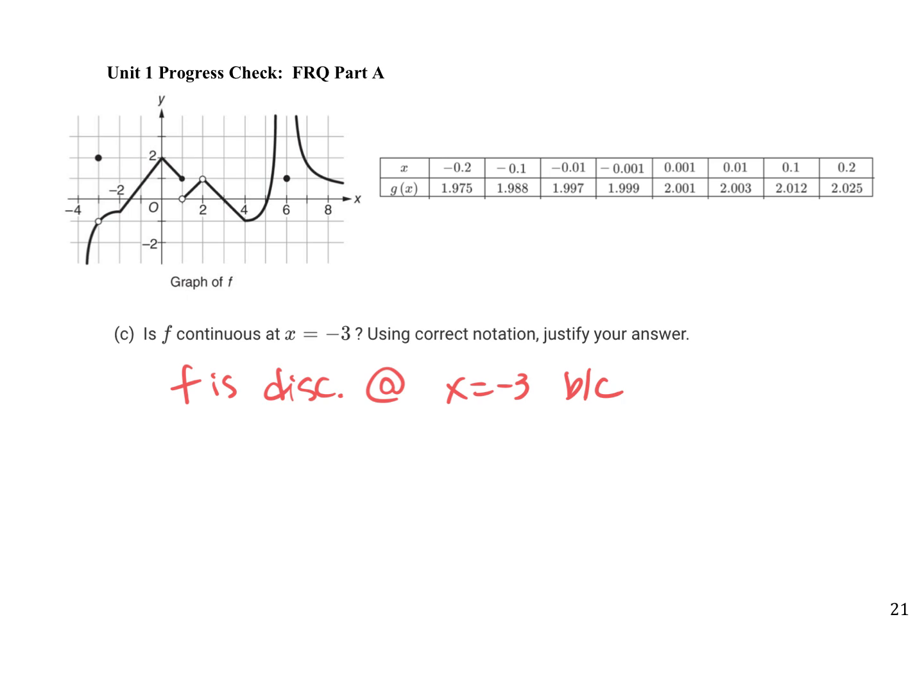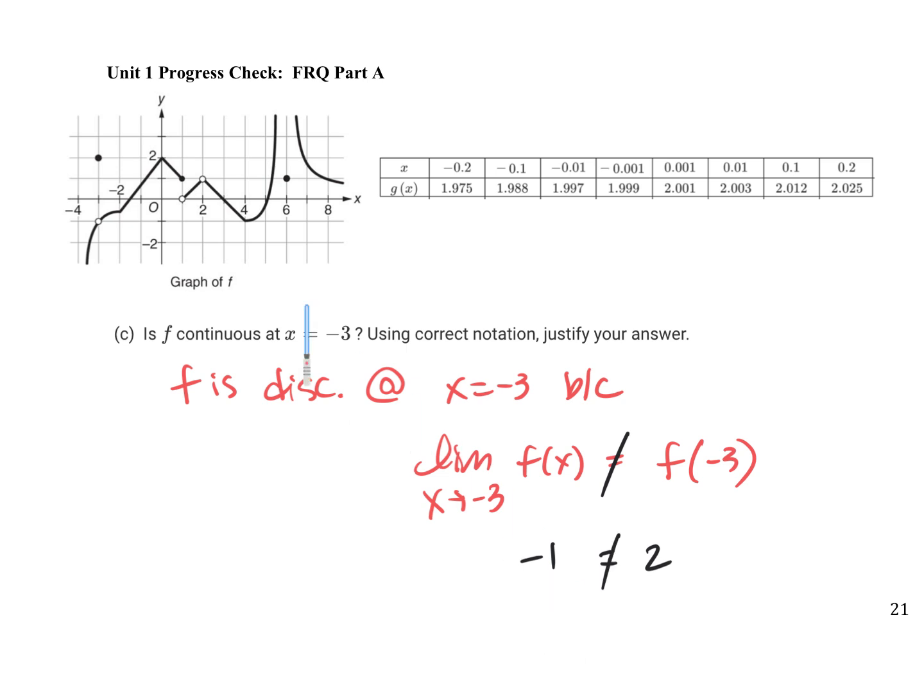True, they're going to want limit notation. What's going on here? What's the limit as x approaches negative 3 here? Yeah, and does that limit equal the value of the function? And we're going to say, no, it does not. And maybe underneath you're saying negative 1 does not equal 2. This came from the limit was negative 1, but the value of the function was 2. This, Bob, is what they want.